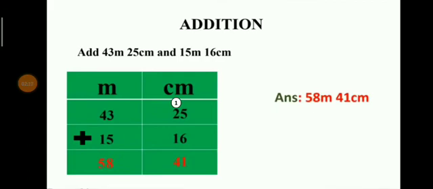Students, just like normal addition, we have to start from the right hand side. 5 plus 6 is equal to 11. The ones place of 11 is 1. So we will write down 1 and 1 will be carried. Now 2 plus 1 plus the carried over 1. We will get 4. So we will write 4 down.